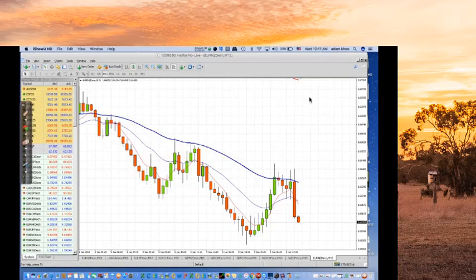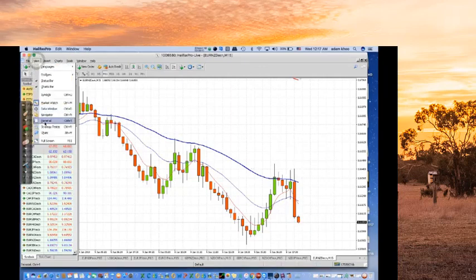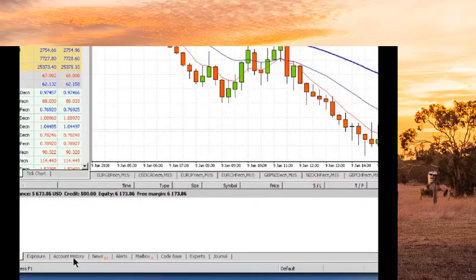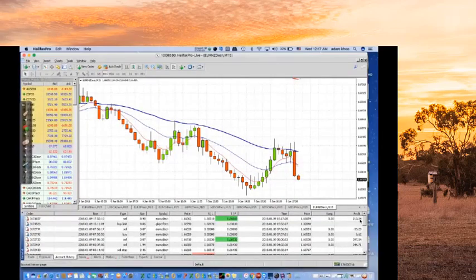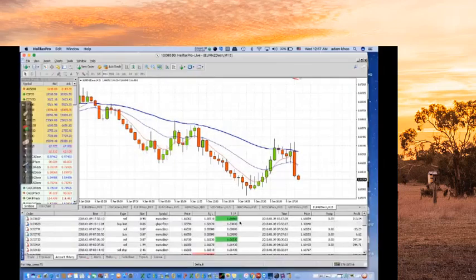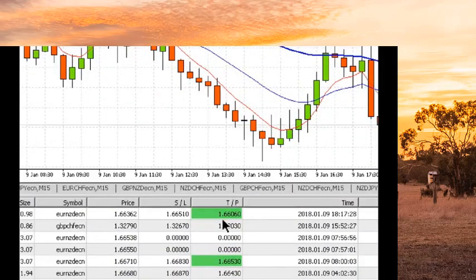Okay, so happy to report that it has hit my profit target, as you can see. Once it's hit the profit target, you can see all the lines are gone. I'm going to go to View, Terminal, and let me go to my account history. So there we go. We have exited with a maximum profit of $213. It hit our target price, so it's in green over there.